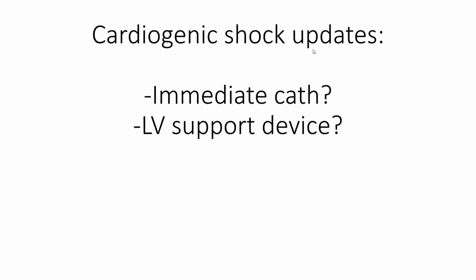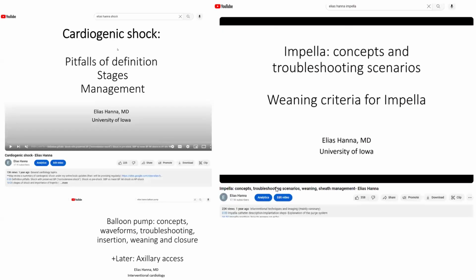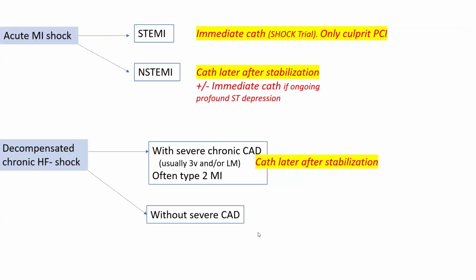I will start by talking about cardiogenic shock updates, mainly focused on timing of cath as well as the use of LV support device, particularly in light of the new DanGer Shock trial. I suggest you review my shock talks from before, the cardiogenic shock, as well as the Impella and the balloon pump talks. I want to start by showing you this classification.